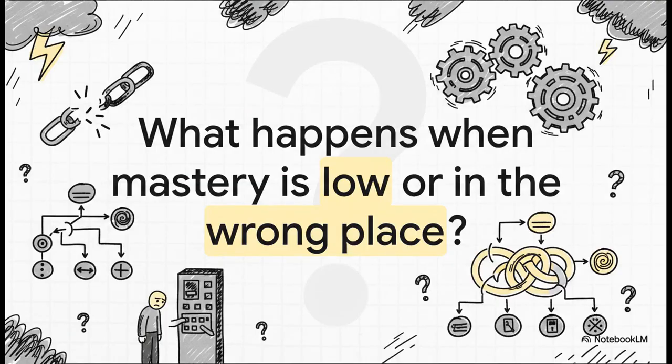But what about the flip side? What happens to that chain when the mastery just isn't there, or when the people who do have the mastery are stuck on the sidelines with no power? Well, that's when the entire system starts to act in really strange and broken ways.